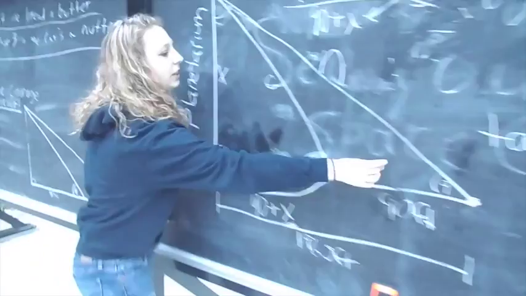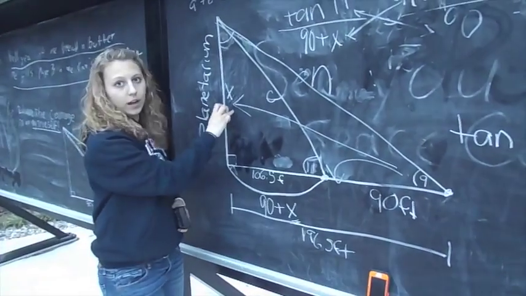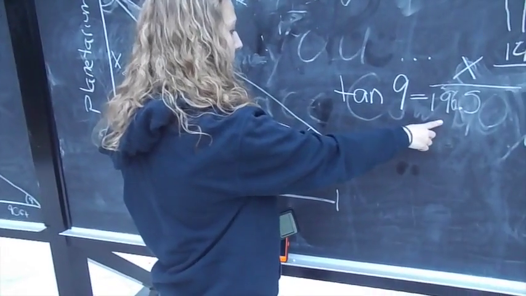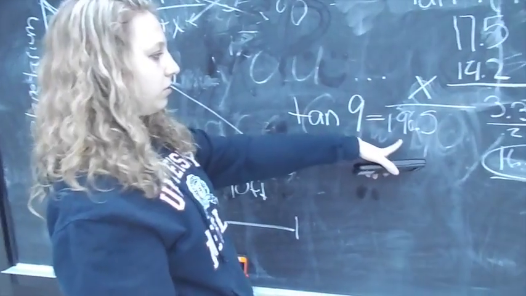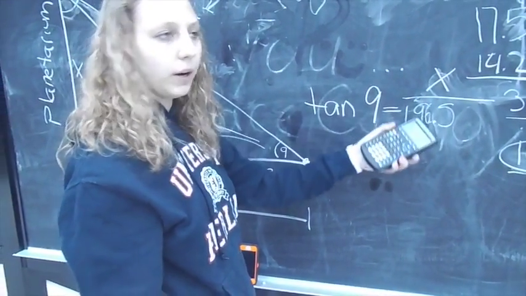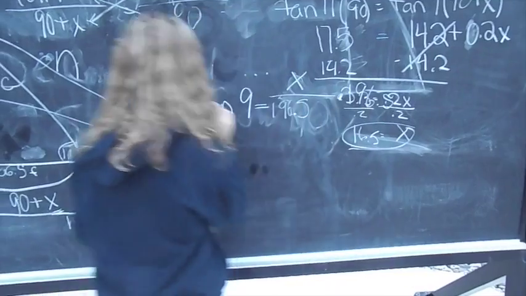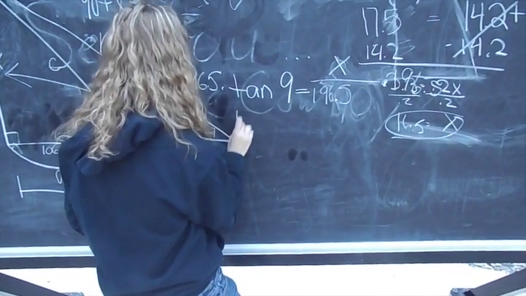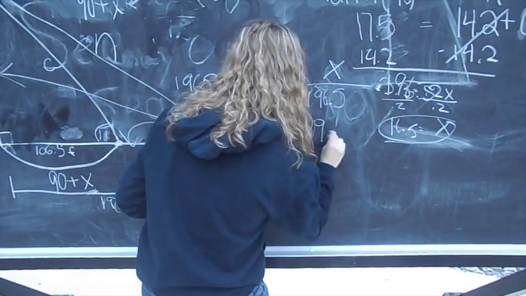So we're trying to find, using the big triangle, the opposite, which is the height of the planetarium. Yes, opposite is the height of the planetarium, what we're trying to find, so that's x. So it's going to be tangent of 9 equals x over 196.5, which is what we just found in the previous segment. Yes, so now, because you can't do x over 196.5, you have to multiply both sides by 196.5. So that'll be 196.5 tangent 9 equals x.